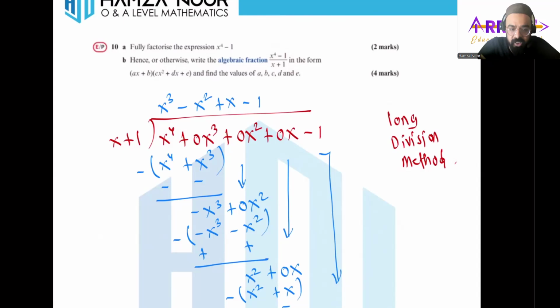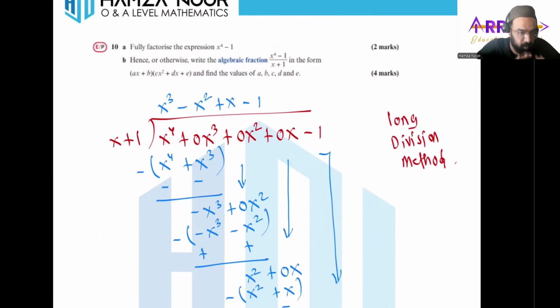The x cube term should be there, but it is missing. So the coefficient of x cube is 0. In the same way, the coefficient of x square is also 0, and the coefficient of x is also 0. And then we have minus 1. Okay, so we are going to write the polynomial in a strict sequence whenever we are using the long division method. I hope this is clear.